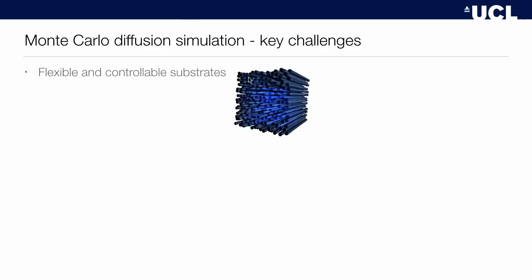I think I'll just give you an idea. First, we want to make sure the substrates are flexible and controllable, and they should be useful to reflect the truth. So for example, the starting points usually are these parallel cylinders, impermeable or permeable. They're usually of the same size, pointing in the same directions.